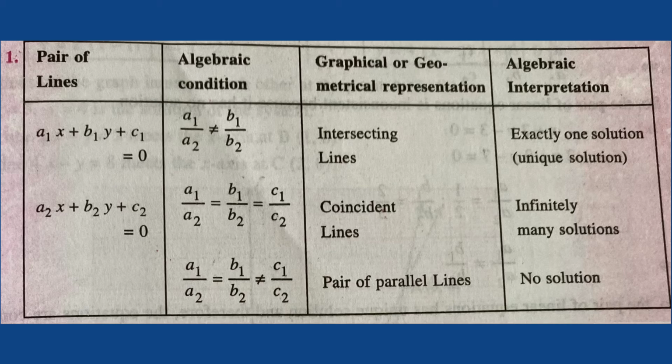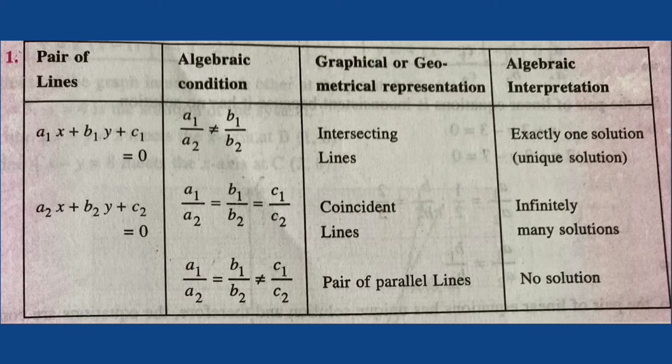So first of all, if a1 upon a2 is not equal to b1 upon b2, if we take the ratio of a1 and a2 and b1 and b2, and if they are not equal, then the lines are intersecting lines, and if the lines are intersecting lines, then they have exactly one solution. This we know, we have studied earlier.